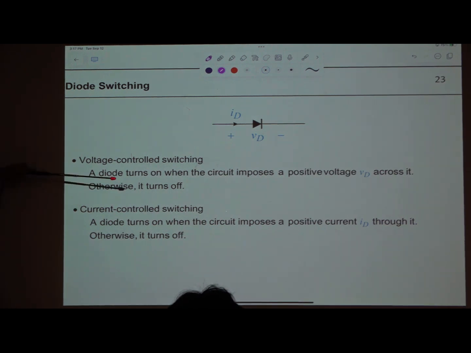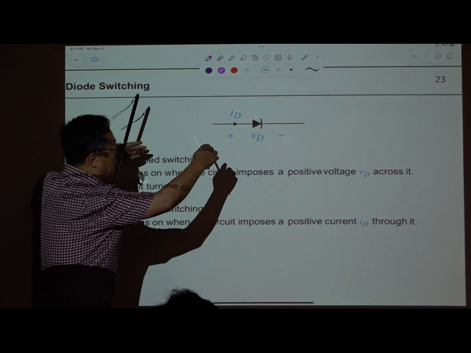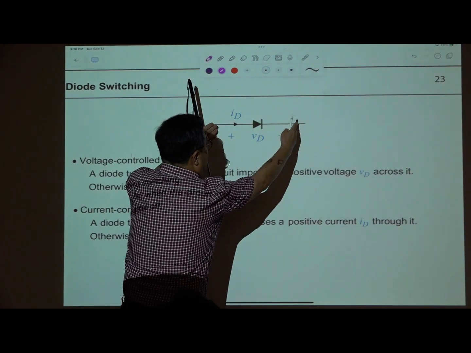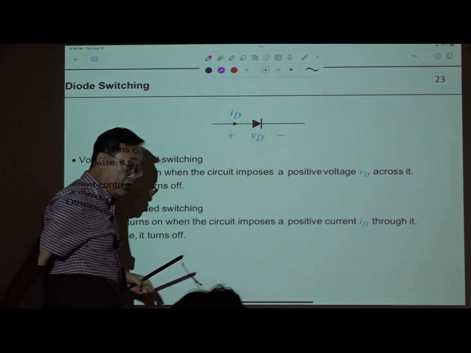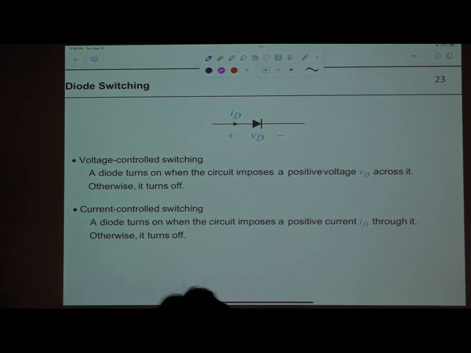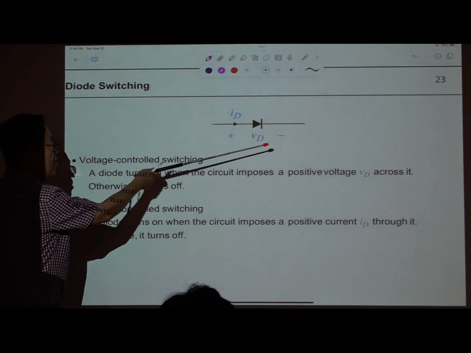So first, you can think about the voltage. So it's called voltage controlled switching. The diode is turned on when the external circuit imposes a potential where this part is higher than this part, then the diode becomes turned on. Okay. Otherwise, the diode is turned off. There are only two possible states. One is on, one is off. Okay. So when you think about voltage, if this voltage is higher than this, the diode is turned on.